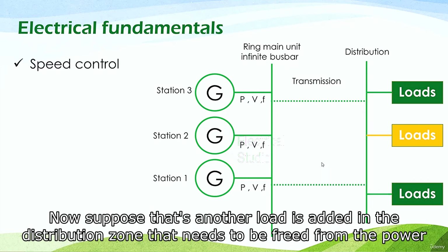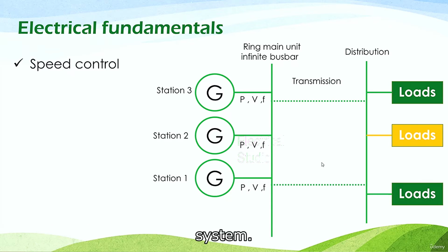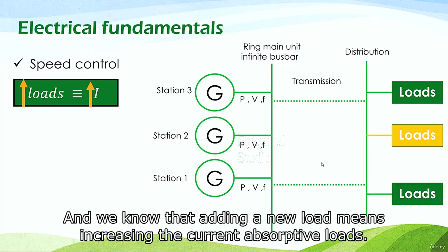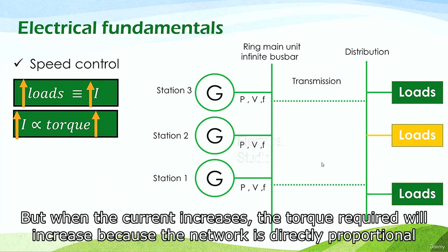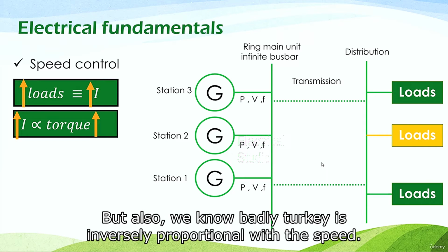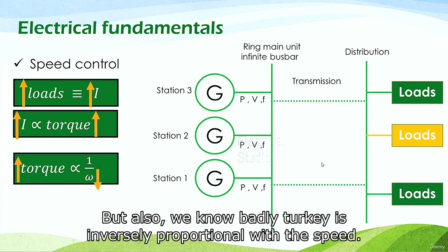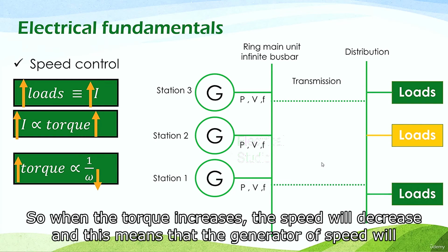Now suppose that another load is added in the distribution zone that needs to be fed from the power system, and we know that adding a new load means increasing the current absorbed by the loads. But when the current increases, the torque required will increase because the torque is directly proportional to the current, but also we know that the torque is inversely proportional with the speed. So when the torque increases, the speed will decrease.